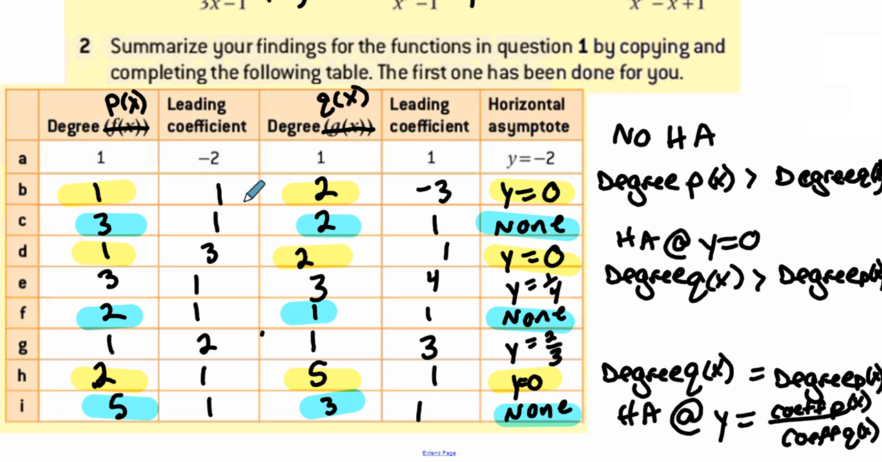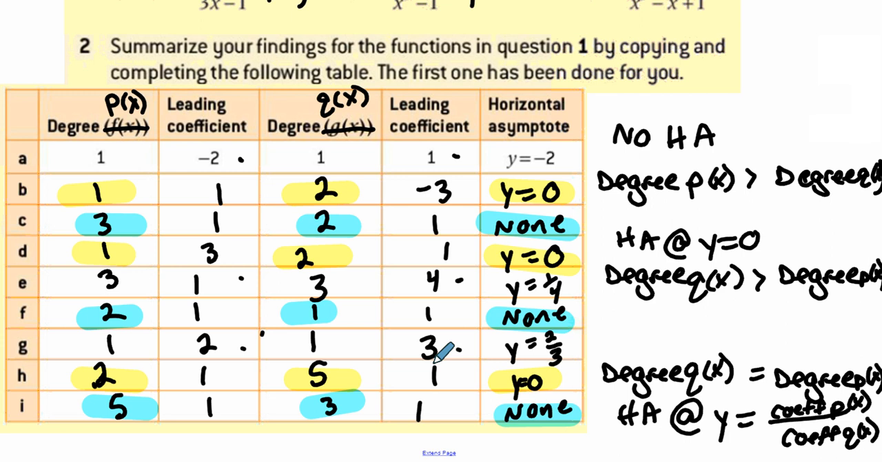The coefficient. So when the degrees are the same, such as here, we divide them up. And then here it's 1/4. Here it's 2/3. So it's the ratio of the leading coefficients every single time.